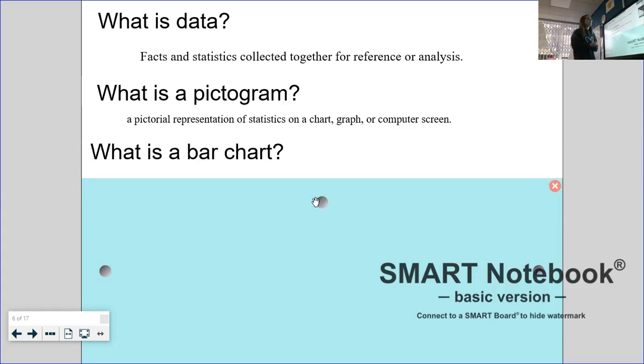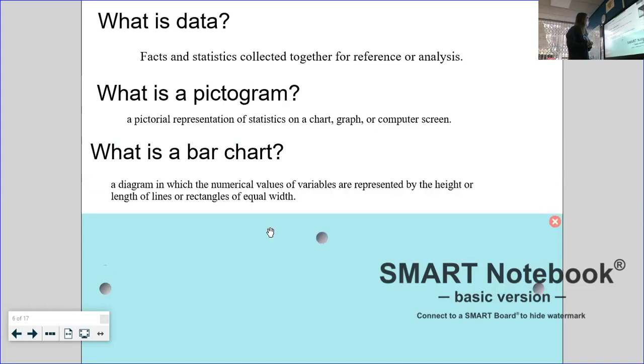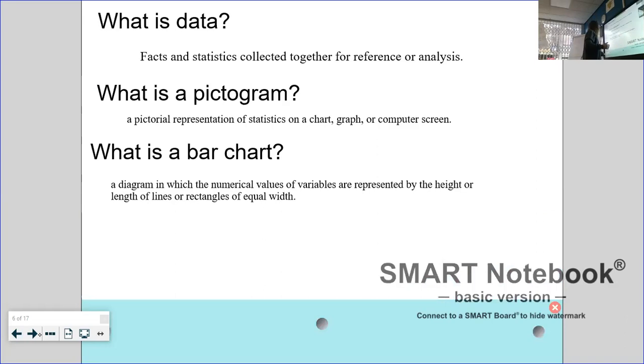Okay? And what is a bar chart or a bar graph? They're the same thing. You just might see both those words used, bar chart or bar graph. So it's a diagram in which the numerical values of variables, oh, that's complicated, are represented by the height or length of lines or rectangles of equal widths. Basically, it's bars to show data. Okay, so you use bars to show data. Pictogram, pictures to show data. Bar chart or bar graph, bars to show data. We've got this. You are going to have a great lesson. I know it. So, let me pop along.